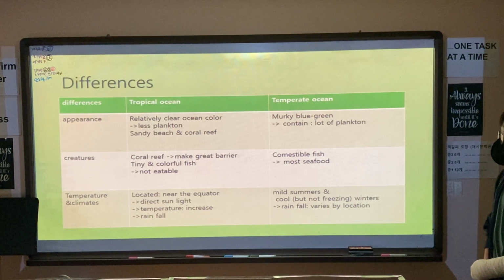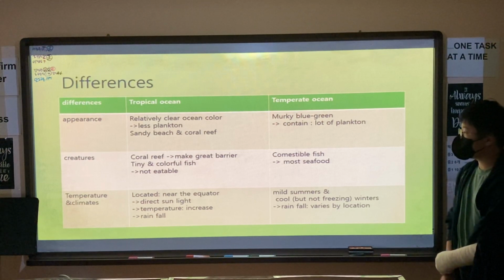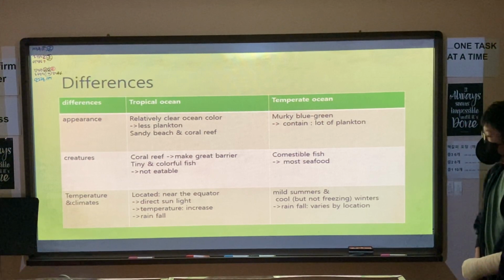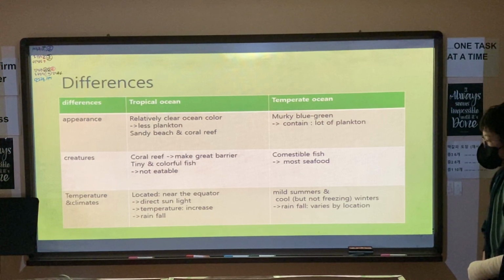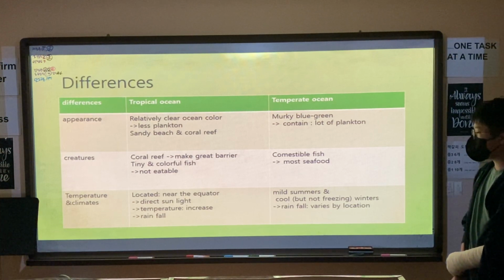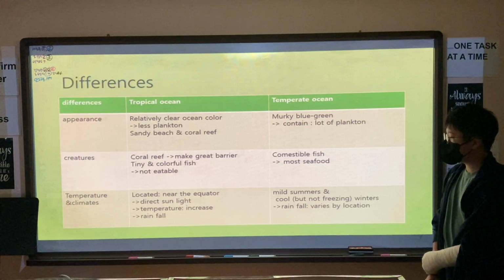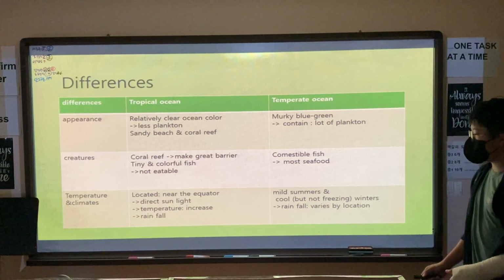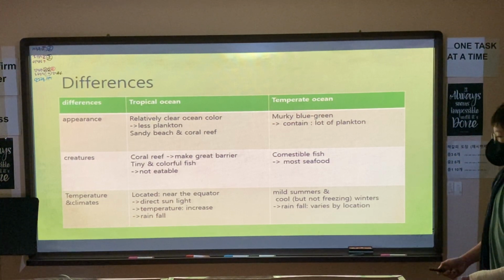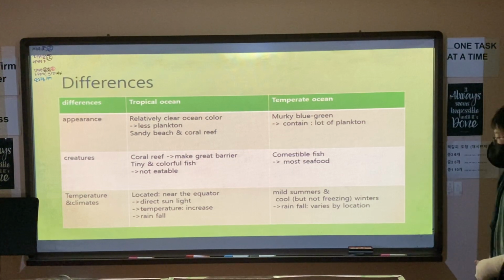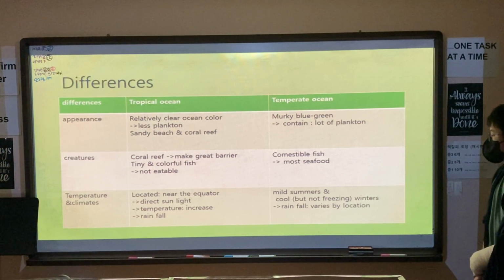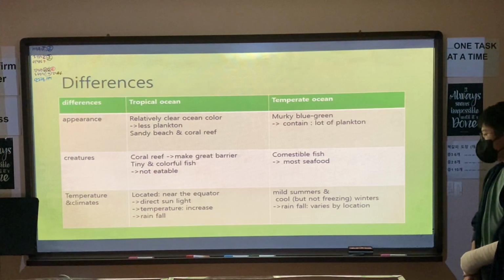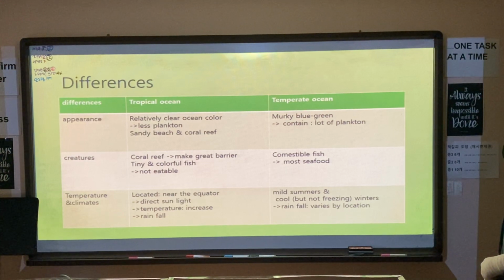The last difference is temperature and climate. The tropical ocean is located near the equator, so it has direct sunlight. So the temperature increases, and as a result, there is a lot of rainfall. The temperate ocean has mild summers and cool winters, but not freezing. So the rainfall varies by location.